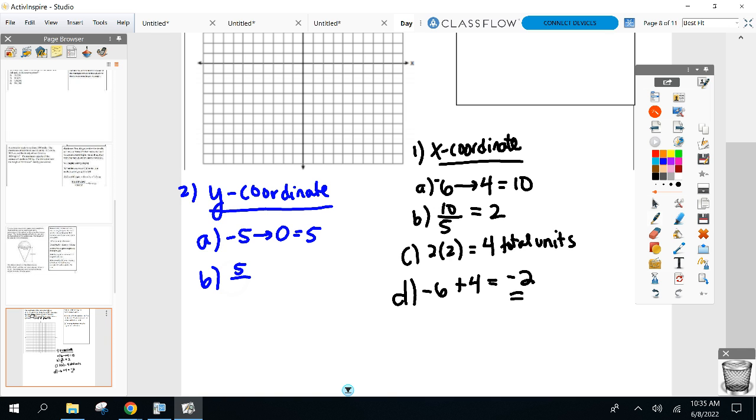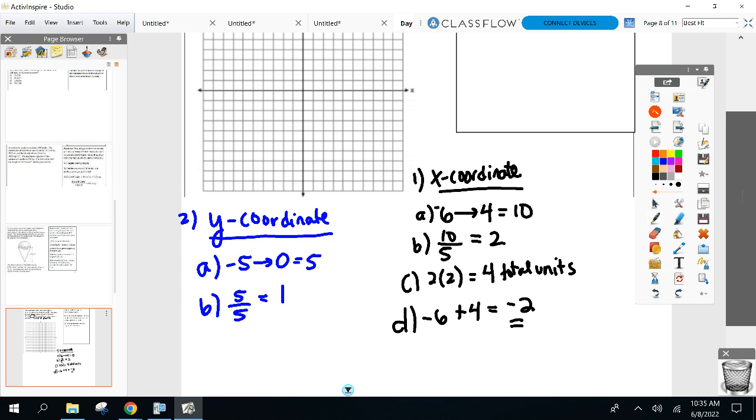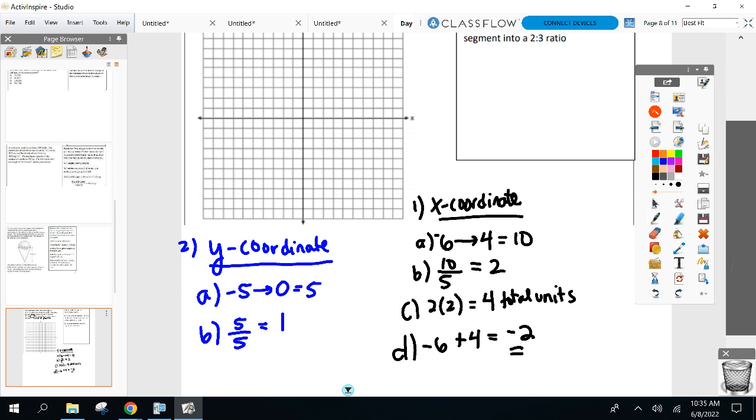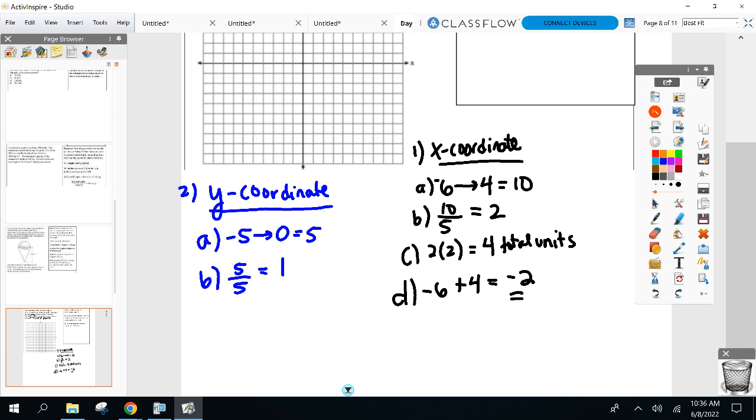Still divide it by 5, because that's how many pieces you told me to break it up into. So now I'm going 1 unit every time. Do not get confused. How many times do I need to move 1 unit on the y-axis? It's still the first number. I am never using the second number in the ratio. We've used the first number in the ratio. So I'm going to move 1 unit twice, for a total of 2 units.